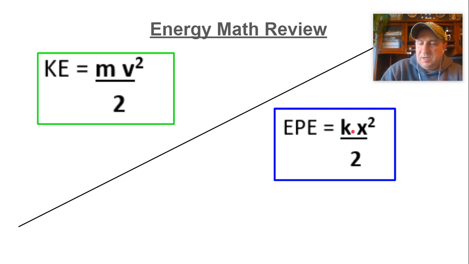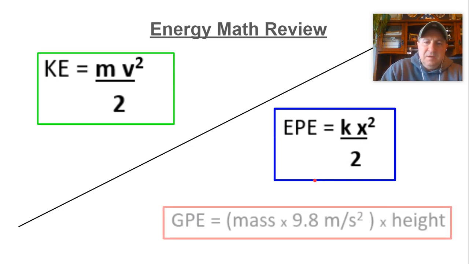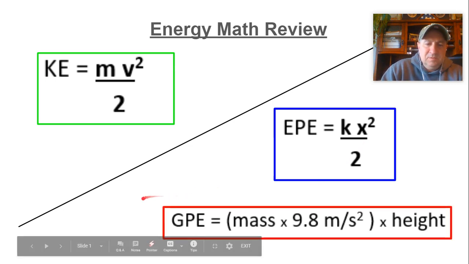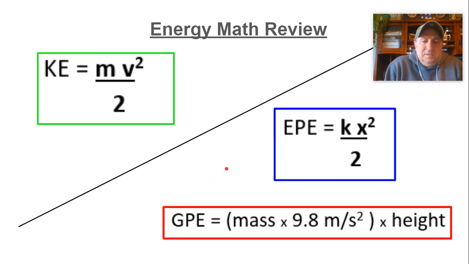So K is the spring constant, and X is the distance the thing is stretched or compressed. Next, we had gravitational potential energy in the red box down here. Gravitational potential energy is the mass of whatever the object is. Let's say it's a bowling ball. The mass of the bowling ball times 9.8 meters per second squared. Remember, that's our gravitational constant, that 9.8.